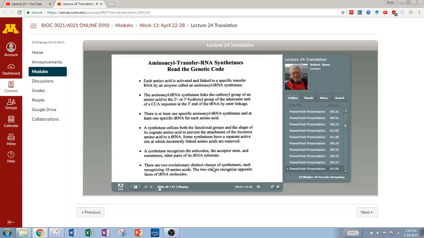Amino acyl transfer RNA synthetases read the genetic code. Each amino acid is activated and linked to a specific transfer RNA by an ATP-dependent enzyme called an amino acyl tRNA synthetase. The amino acyl tRNA synthetases link the carboxyl group of an amino acid to the 2' or 3' hydroxyl group of the adenosine unit of a CCA sequence at the 3' end of the tRNA.